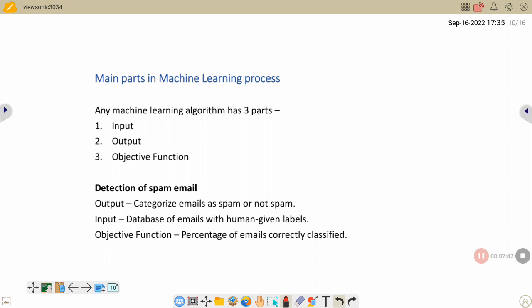We have two different categories, isn't it? So this is a classification example. Correct. The job is to classify the emails as spam or not spam. Then what is the input here? The input is the database of emails with human-given labels. So we are already labeling the emails which we are feeding into the machine. And then we have the third part, which is the objective function. The objective function is nothing but the percentage of emails correctly classified.